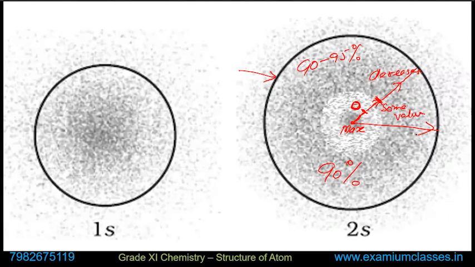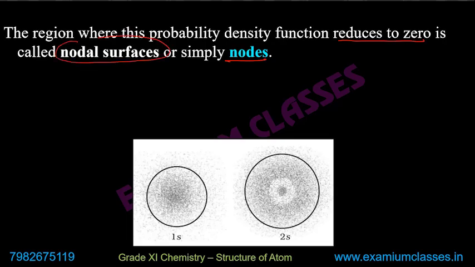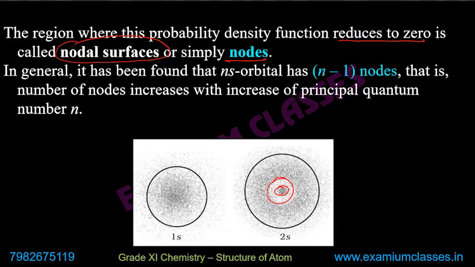Yes, there was some question. Fine. So the region where this probability density function reduces to zero is called a node, or nodal surface. So in this case, this region is actually the nodal region.